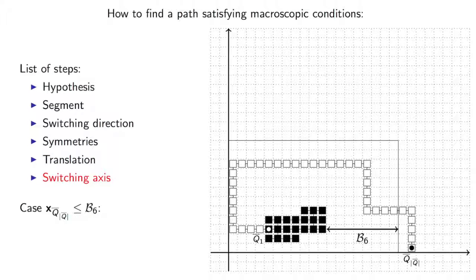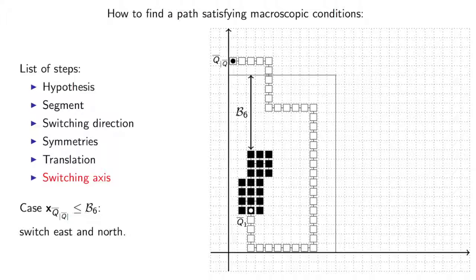Now remark that the last tile of Q has an abscissa greater than B6 but its ordinate is lower than B6. Then we switch the X and Y axis and we obtain the following path assembly and seed. This final path assembly and this seed satisfy the macroscopic initial conditions. Note that we have modified the tile set in the seed but its size has not changed. Then if this path assembly is pumpable, then the original path assembly is pumpable.